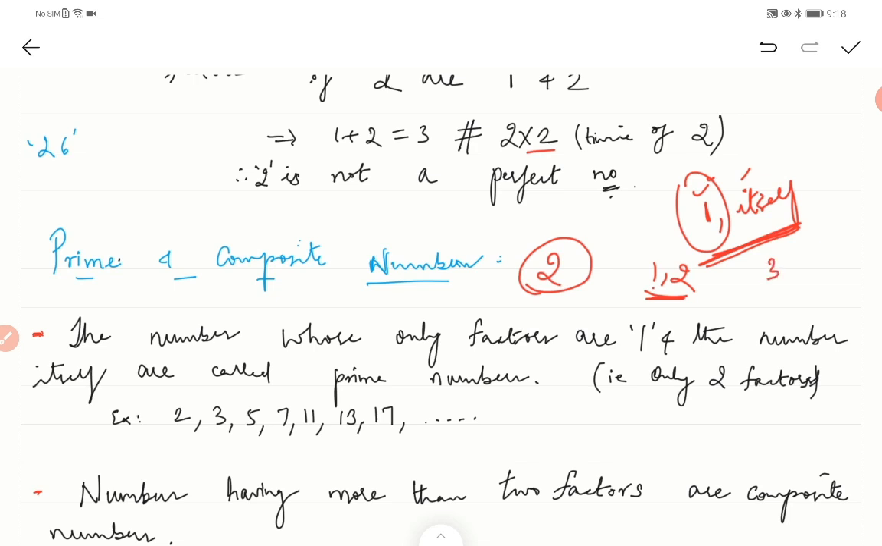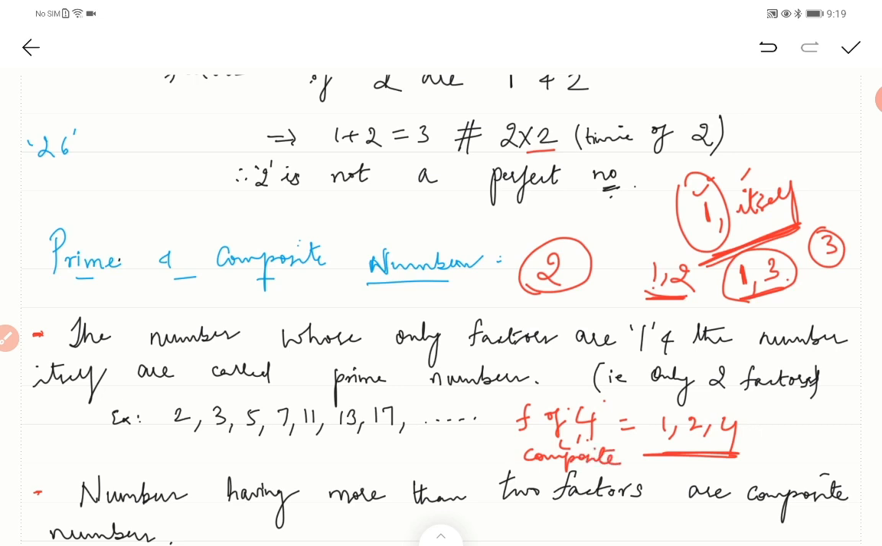What about 3? 3 again has only 1 and 3 as its factors, isn't it? So 3 is also a prime number. What about 4? How many factors do you have? For 4 you have 1, then 2 and 4. So here you have more than 2 factors. So 4 is a composite number, isn't it? It's very simple.